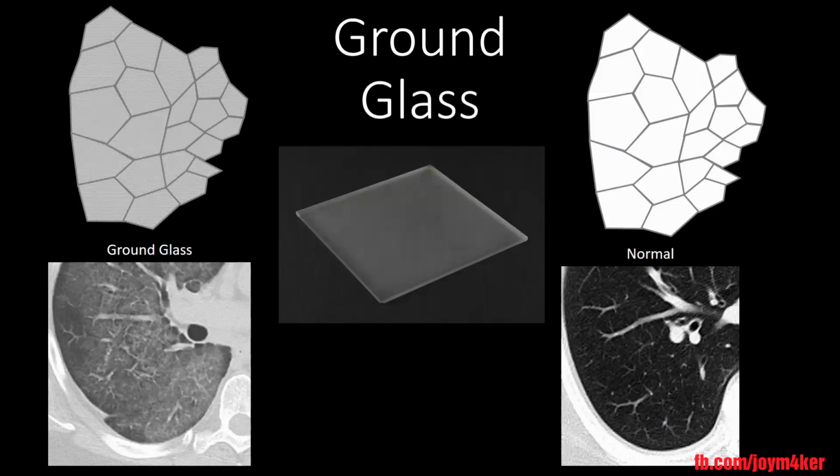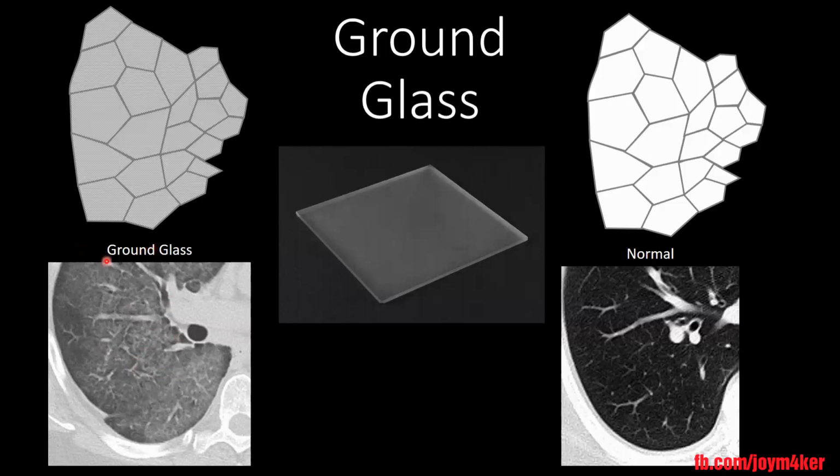Let's talk a little bit about what ground glass means. So I have an example of ground glass in the center of the image here, and that is the kind of glass that is often used for glass stoppers. It's often seen on slides in pathology. And what you can think of ground glass as being is incomplete alveolar filling.